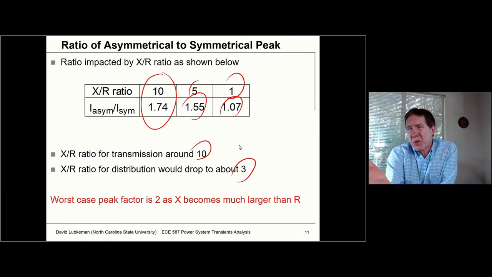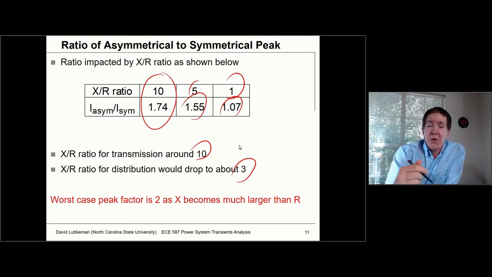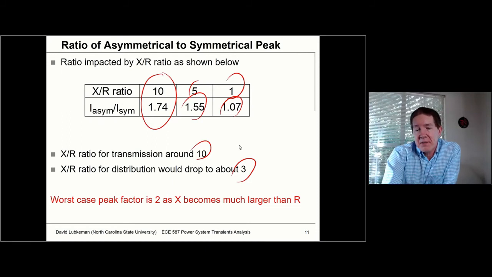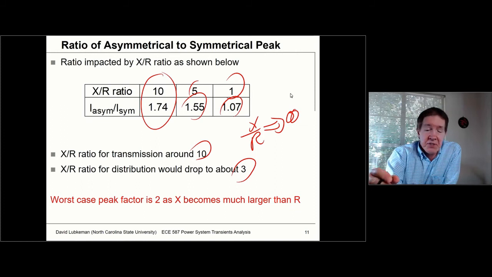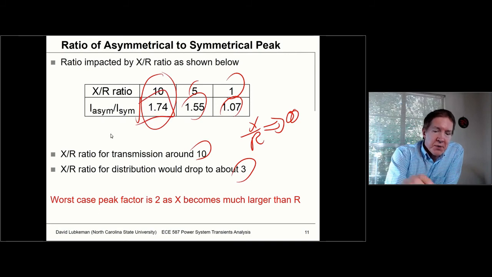As far as what's the worst case, well, the worst case would be as the X to R ratio gets larger and larger and larger, where basically you could think about this going to infinity. We hardly have any resistance at all. And if you were going to go through the analysis on this and plug this into MATLAB, what you're going to see is this worst case ratio is going to tend toward 2.